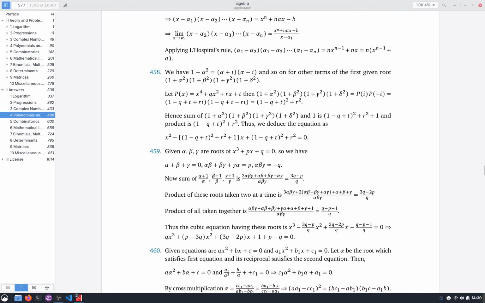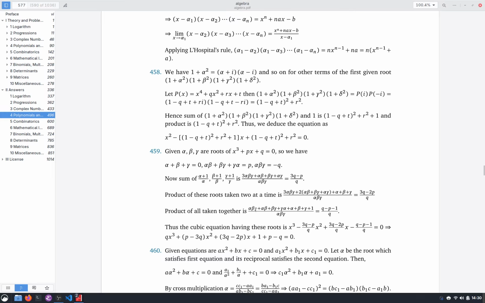Now the sum of alpha plus 1 by alpha, beta plus 1 by beta, and gamma plus 1 by gamma is 3 alpha beta gamma plus alpha beta plus beta gamma plus alpha gamma, by alpha beta gamma, which is equal to (3q minus p) by q. Now the product of these three taken two at a time is 3 alpha beta gamma plus 2 into (alpha beta plus beta gamma plus alpha gamma) plus (alpha plus beta plus gamma), by alpha beta gamma. So we again substitute these values, we get (3q minus 2p) by q.